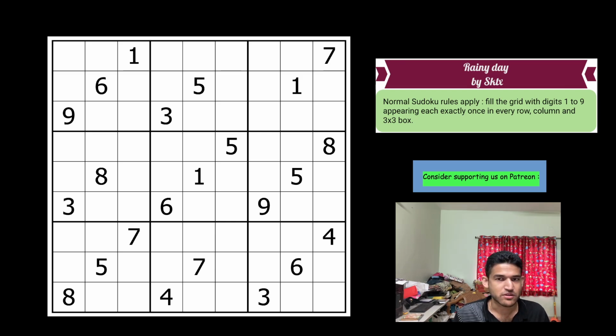So the rules are simple. Each row, each column and 3x3 box in the grid has digits 1 to 9 without any repetitions. So with that, we'll start the Sudoku.